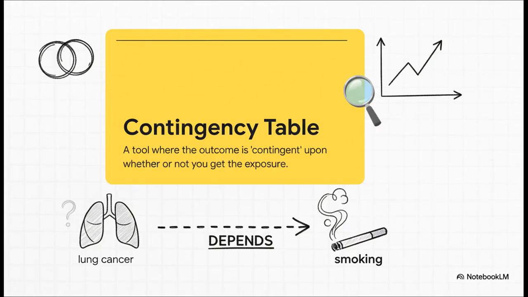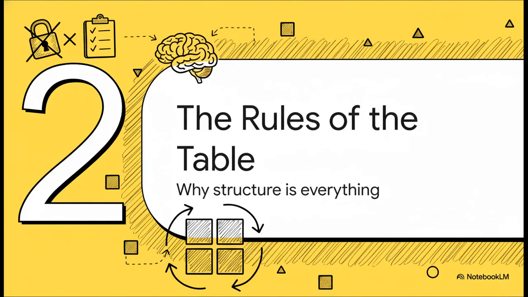And this is exactly why it's called a contingency table. The name is actually pretty logical when you think about it. We're using this tool to see if the outcome, in our example, getting lung cancer, is contingent upon the exposure, which is whether or not a person smokes. It all connects.